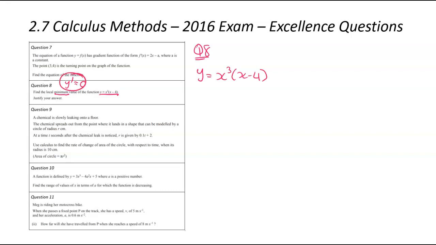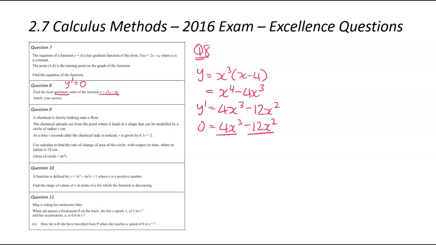So we need to get a gradient function to be able to use that information. So let's differentiate to get y'. And before I do that, actually, I'm going to expand the bracket. So x to the power 4 minus 4x cubed. I'm now going to differentiate, so y' will be equal to 4x cubed minus 12x squared. I know at that particular point that the gradient is going to be equal to 0, so I'm going to equate that to 0. So 0 is going to be equal to 4x cubed minus 12x squared.